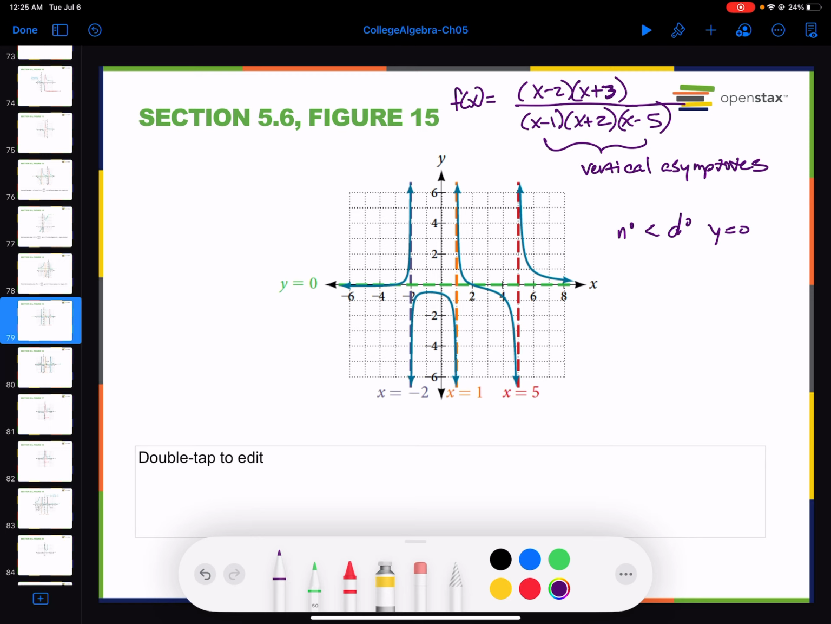This one, we're just looking at the vertical asymptotes. They've already factored the equation for us, so you can see we've got vertical asymptotes at x equals +1, x equals -2, and x equals +5. And because the degree of our numerator is 2, which is less than the degree of the denominator, which is 3, our asymptote is at y equals 0.